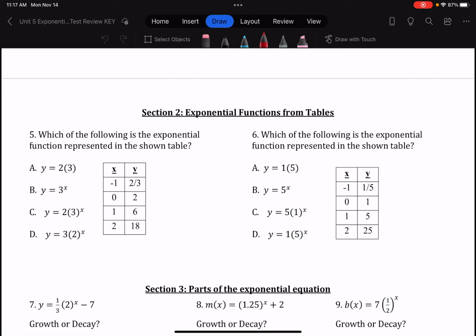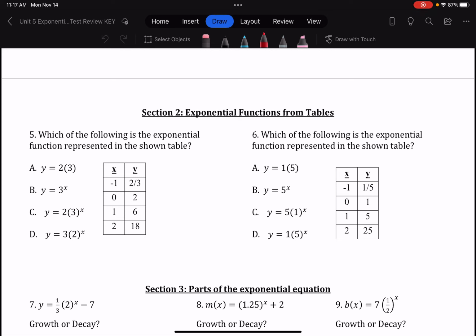All right, guys, we're going to be looking at section 2 now from our Unit 5 test review, and this is going to be exponential functions from tables. So it says, which of the following is the exponential function represented in the shown table? There's a few different ways we could do this. We could plug all of these into the calculator. So that is a viable option.